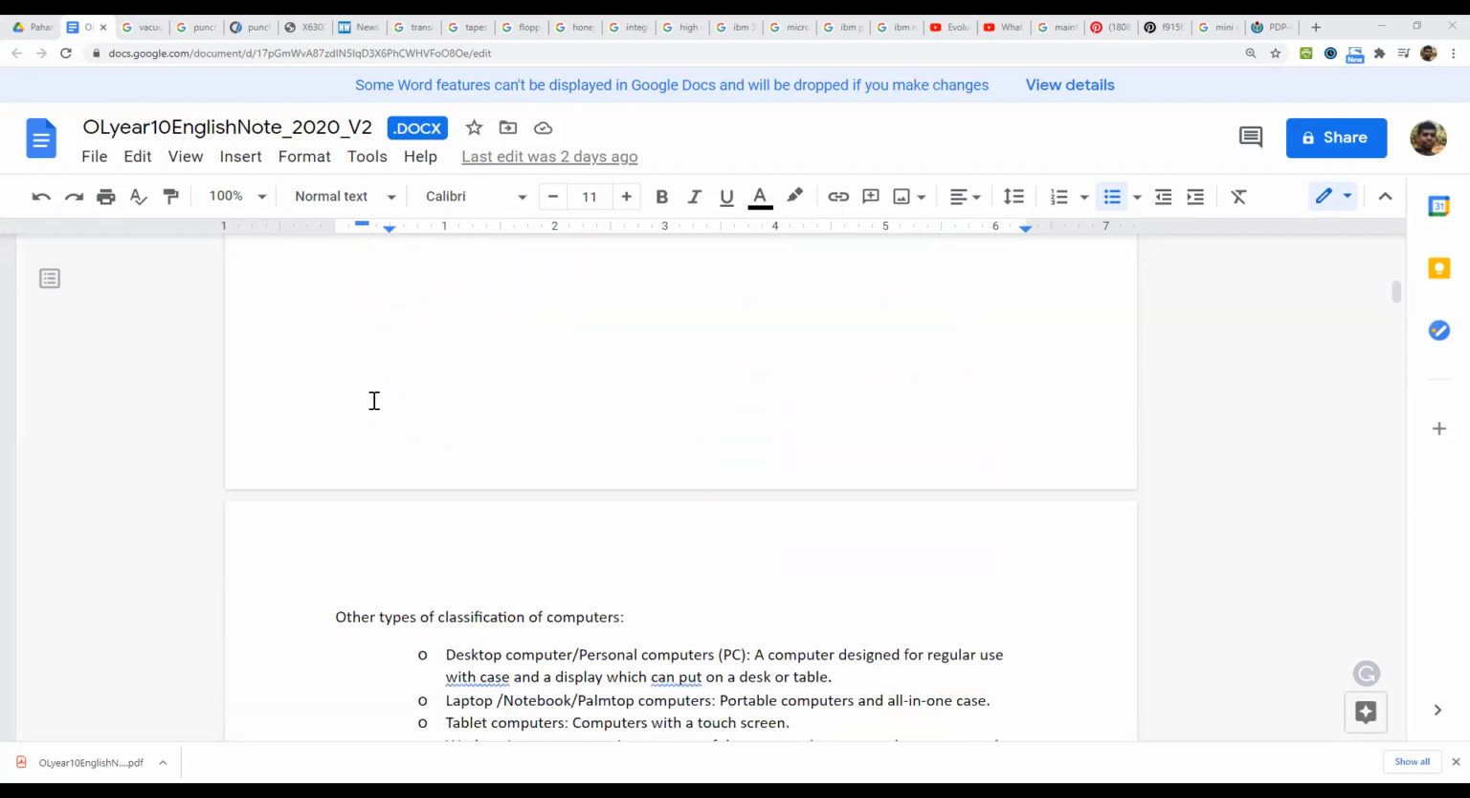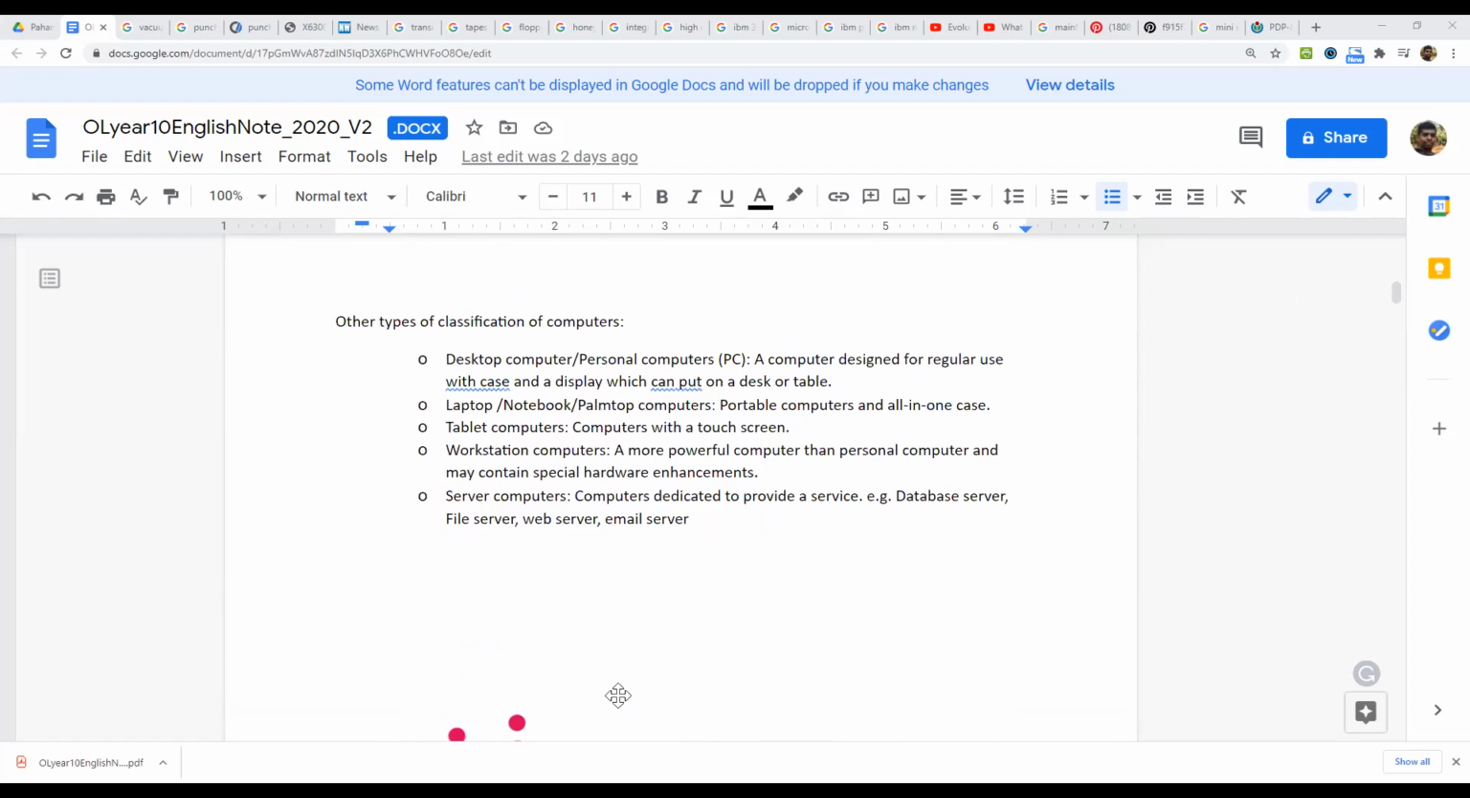Right. And finally, we can also look at other classifications. We have desktop computers or PCs, whose capabilities are slightly different from the others. Then laptop computers, notebook computers, and palm top computers. Those are portable, with everything in one single case. Then we have the newer tablet computers, computers with a touch screen. That is another way of classifying computers.